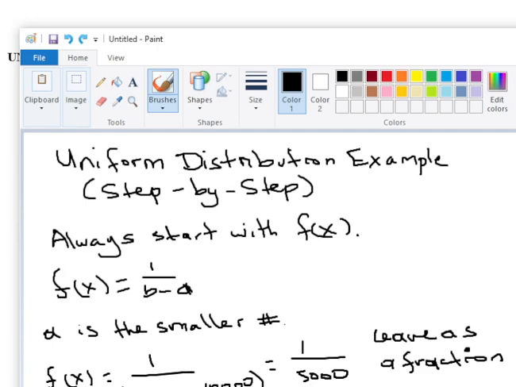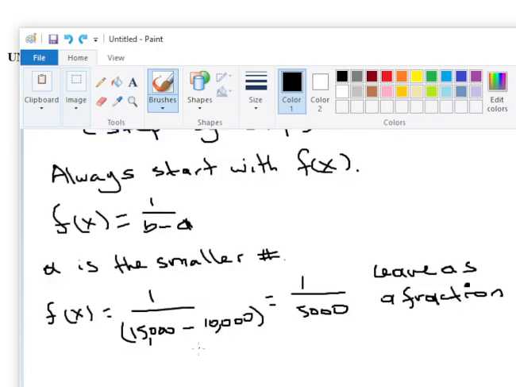So back to this example, we know that a has to be 10,000 and b is 15,000. And so 1 over b minus a gives us this formula. My suggestion is to leave this number as a fraction. So leave it as 1 over 5,000. That's what it works out to in this case. And let's go on to the next step.